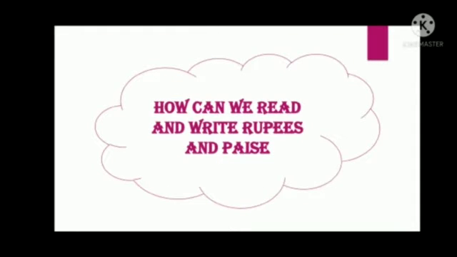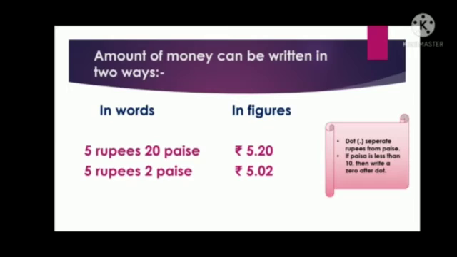Now let's see how can we read and write rupees and paise. Amount of money can be written in two ways, in words and in figures. For example, 5 rupees and 20 paise. In figure, it will be written as rupees 5.20. Students, dot separates the rupees from paise.